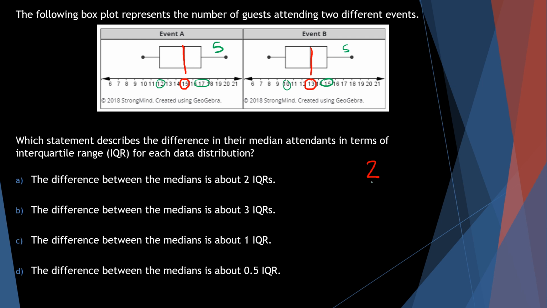So if I take 2 and divide it by 5, where I got that 2 by doing 15 minus 13, and then divide it by 5, which is my IQR, I would get 0.4, which is very close to about 0.5. So the difference between these medians would be about 0.5.